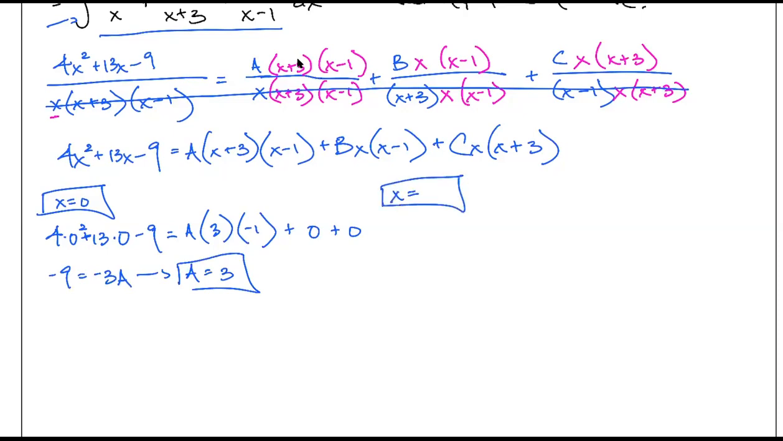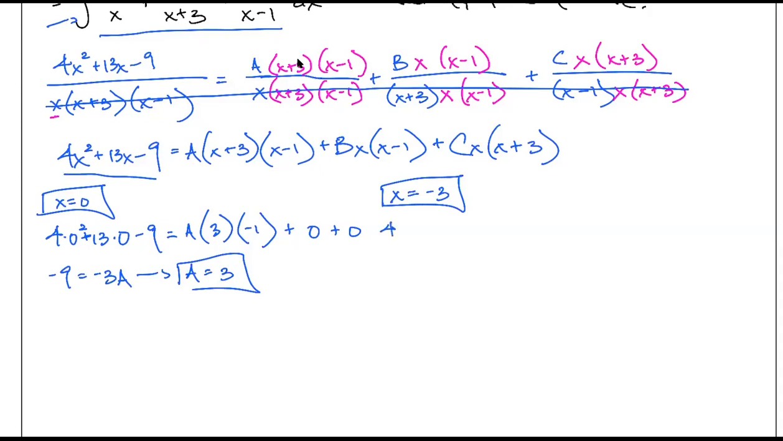What would be another clever number that we could try plugging in for x? Negative 3. Negative 3, I love that. All right, so let's try negative 3. So when I plug in negative 3, we have to plug in negative 3 to that left-hand side.